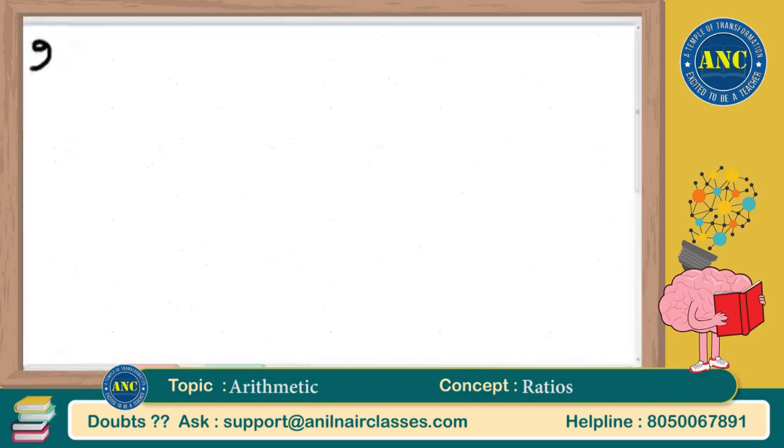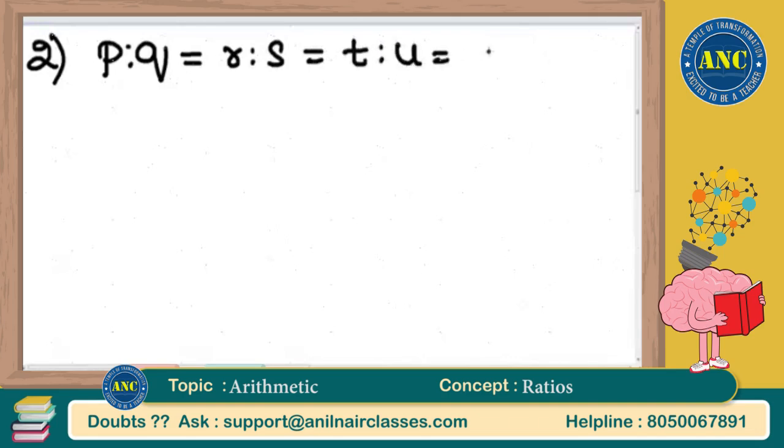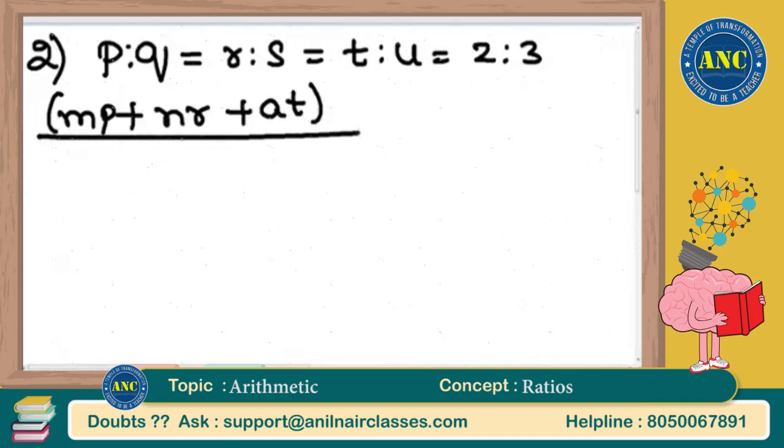See the next question. Easy questions we will take. P and Q ratio is equal to R and S ratio is equal to T and U ratio. And everything is given as 2 is to 3, right? It is given like this. You need to find the value of (MP plus NR plus AT) divided by (MQ plus NS plus AU). This value you need to find.